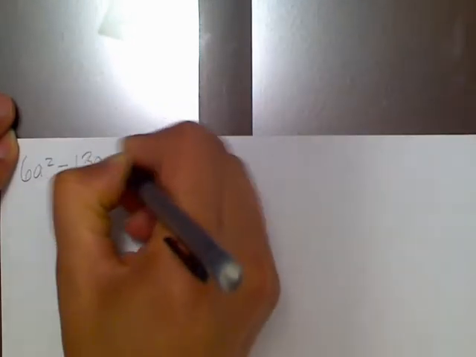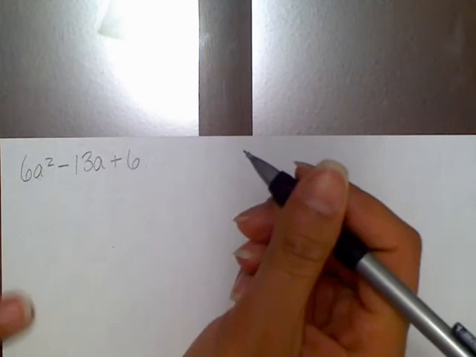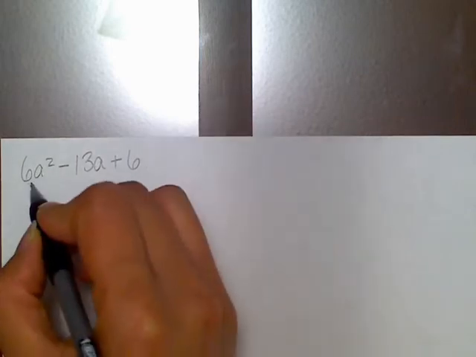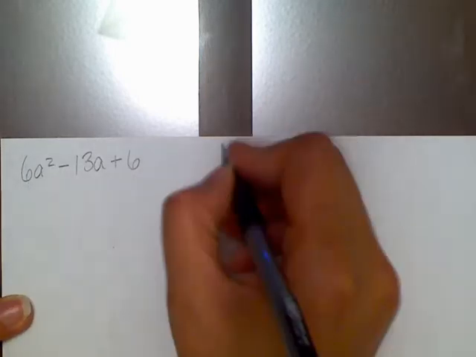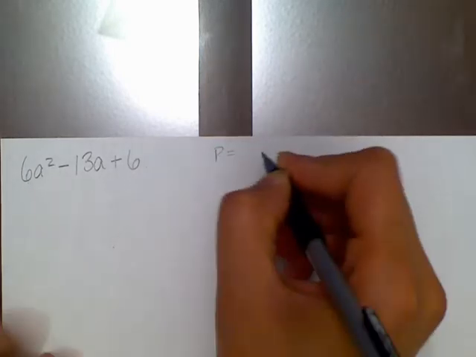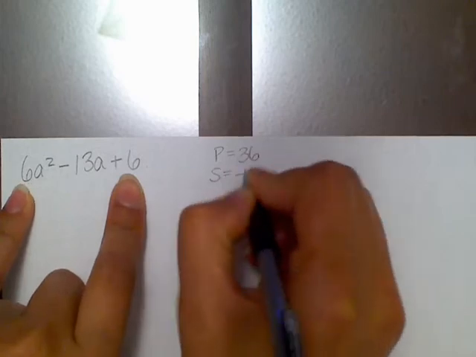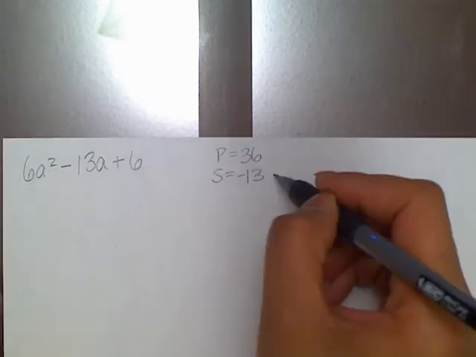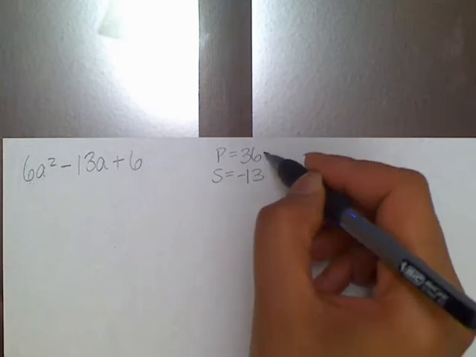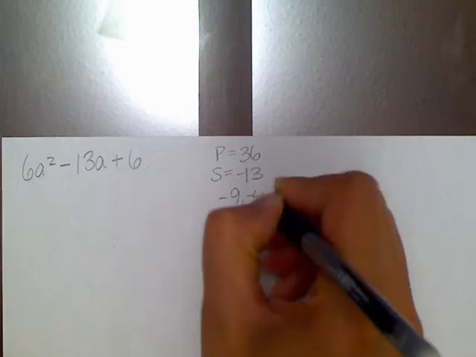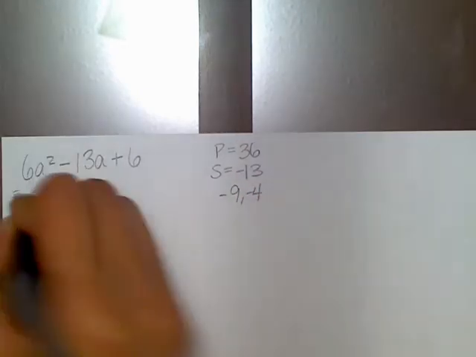So if you have 6a squared minus 13a plus 6, which is what we have in the numerator, remember that this is a complex trinomial because you have a coefficient in front of the a squared term that's not equal to 1. So we need to look for a product that's equal to 6 times 6, which is 36, and a sum that's equal to negative 13. I know the two numbers will be negative because the product is positive and the sum is negative. So the two numbers will be negative 9 and negative 4.